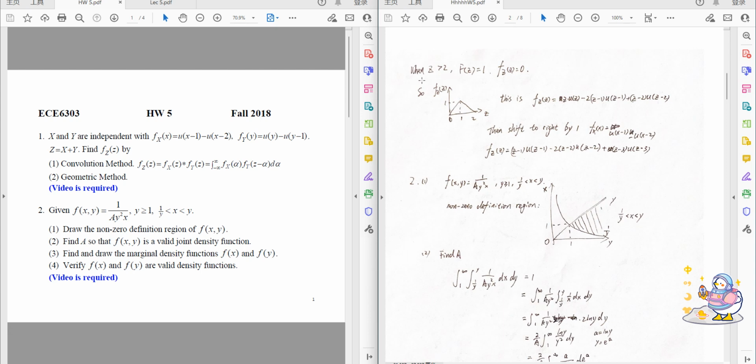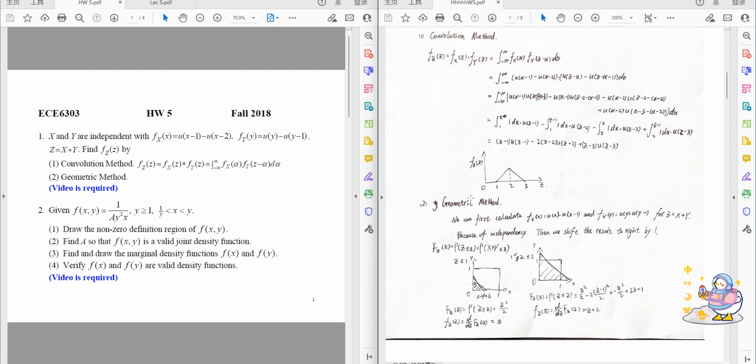And when z is bigger than 2, of course the mass function is 1 and the density function must be 0. So we get this, but don't forget we just moved to the left by 1 before the calculation. So this time we need to shift it to the right by 1. So we get the final result, just like before. It's this one.